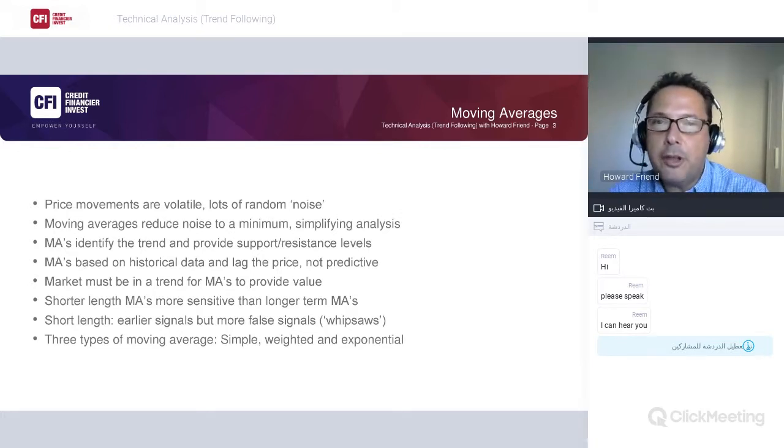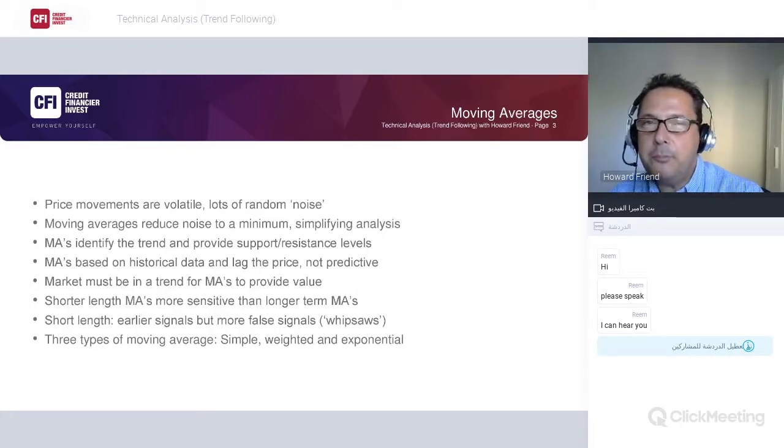Moving averages are there to identify the trend and also to provide some levels of support and resistance for you to use to enter into the trend. Moving averages are lagging; they're not forward looking, they're not predictive. They lag the price action, so they tell you where the market has been.